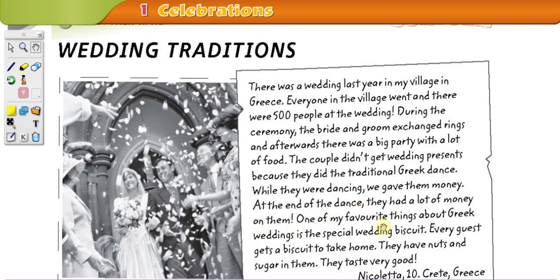One of my favorite things about Greek weddings is the special wedding biscuits. Every guest gets a biscuit to take home. They have nuts and sugar in them. They taste very good. This is Nicola. He's 10 years old, from Crete in Greece.